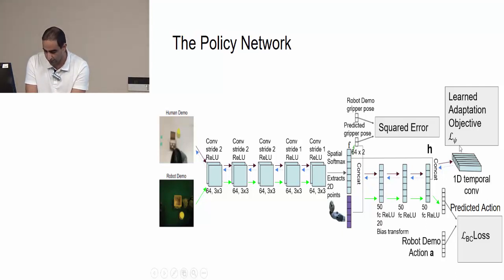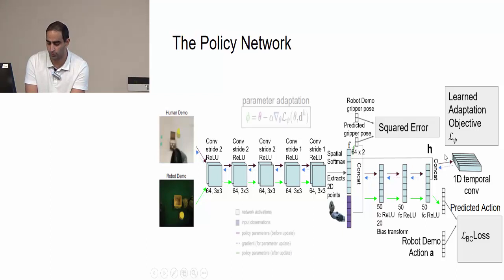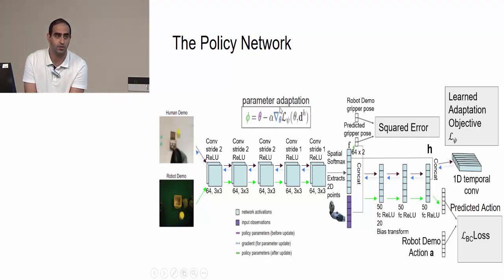Now let's take a look at this L psi and see how this 1D temporal convolution works. Oh, before that, during the parameter adaptation, we just perform gradient descent on our initial parameter theta based on this L psi, and we adapt to the new parameter for the other task.